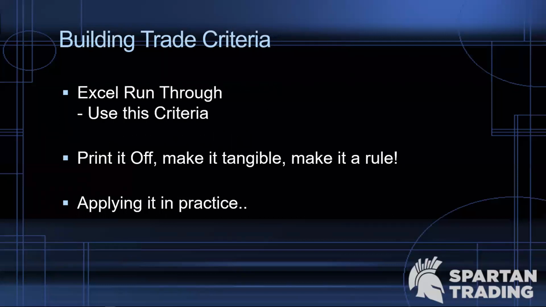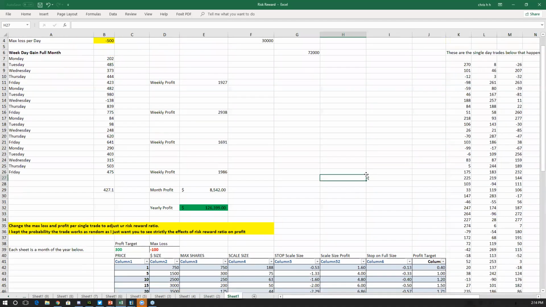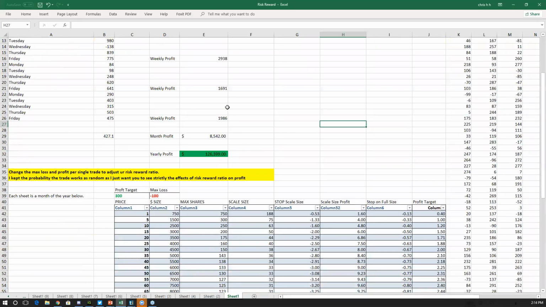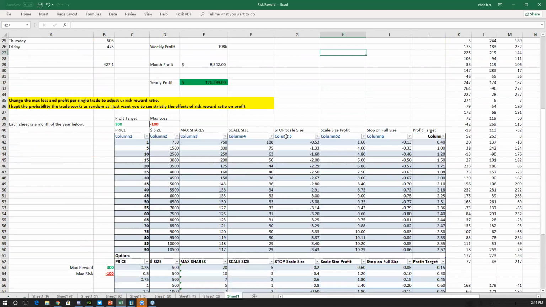So let's talk about building the actual criteria. We went through the spreadsheet and talked about how it works, the simulation, et cetera. Let's talk about applying it. It's great, I understand how risk reward works. You guys get it. If there are any questions on how it works, just let me know and we can go back and answer those. But let's talk about how we apply this to our account.